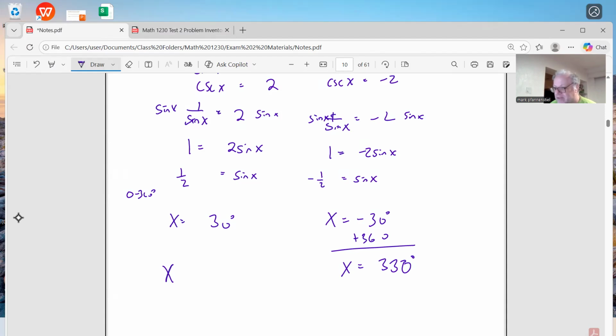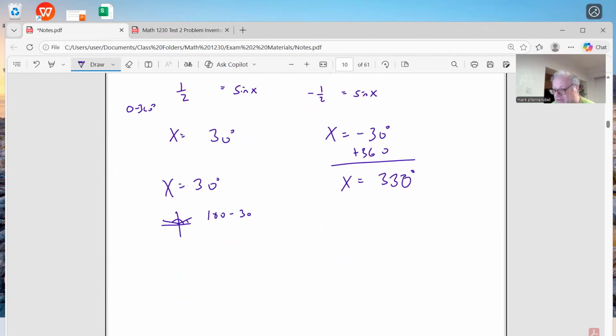So x equals 30 degrees. Now, there's one more place where sine is positive, and that's in quadrant 2. So if I go here and say, okay, there's my 30 degrees, I need 30 degrees in quadrant 2. In order to get this angle here, we're going to say 180 minus 30. So x is equal to 30, or x is equal to 150 degrees.